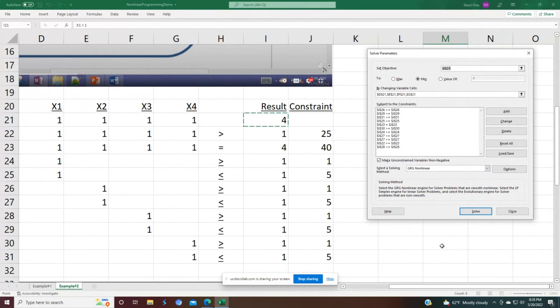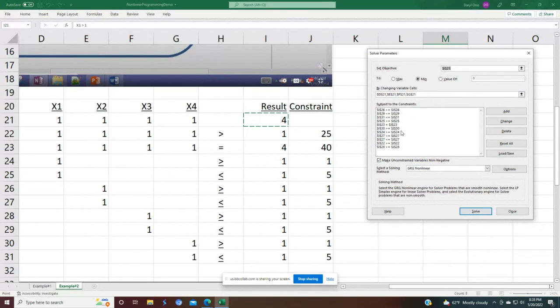And so I put the objective function. We want to minimize the objective function by changing cells x1, x2, x3, x4. All of these are the constraints. And you could see right here, I'm sorry, that's difficult to see. But you can see then that cell I-23 has to be equal to 40. Equal to. Not less than or equal to or greater than or equal to. In this mathematical programming problem, it has to be equal to 40.